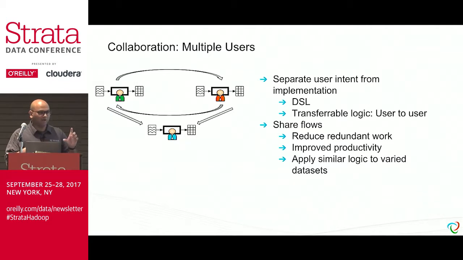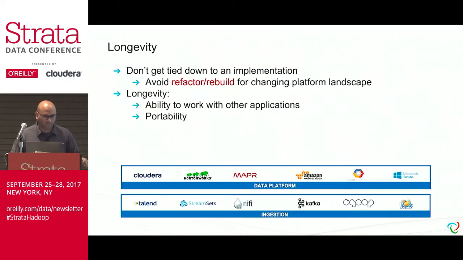So if you have that separated, it's easy to extract out logic from your DSL and share it across users, as opposed to the actual script that's generated and then extracting parts of that script. So this makes transferring logic from user to user much easier. It's also easier to share flows, and as a result of that, you're reducing redundant work, improving productivity, and you can apply similar logic across organizations on varied data sets.